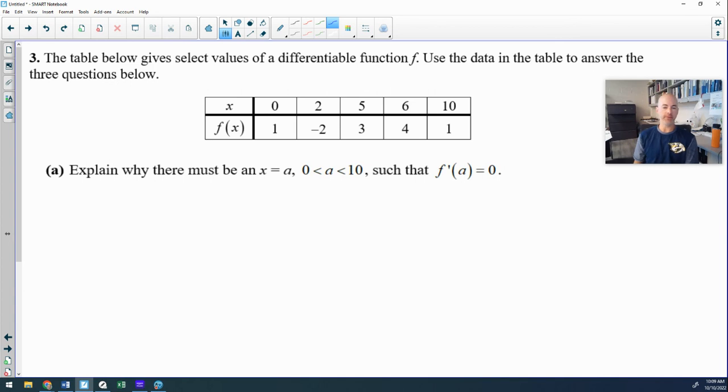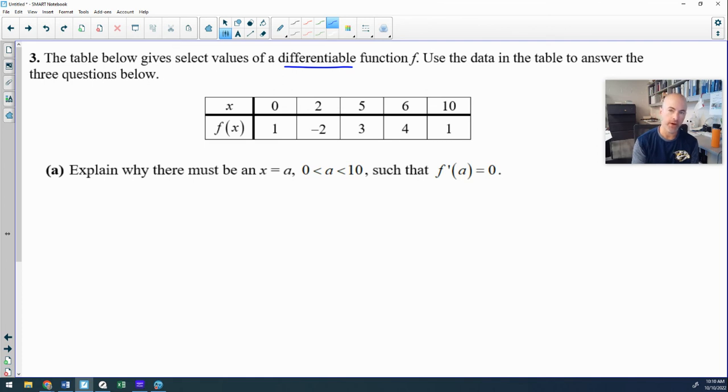Okay, so we have a table of values that give values of a differentiable function f. Now pay attention, that's a very important word. This is a differentiable function f. Use the data in the table to answer the 3 questions below.